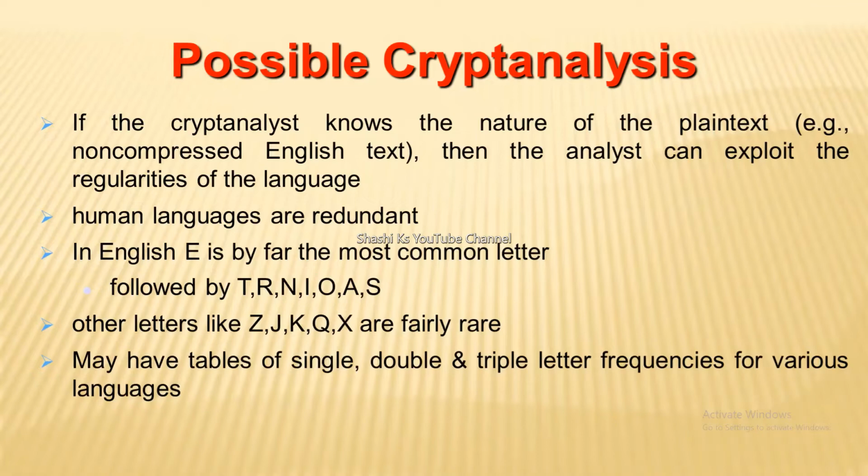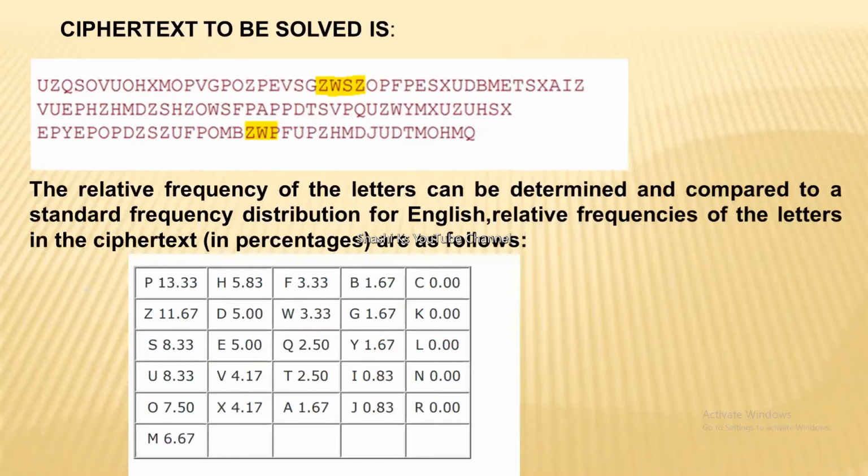For example, in English, there are some letters which occur more frequently than others. E, S, A, O, I will all be used most frequently compared with Z, X, Y, K, etc. Based on this, the attacker may create tables of single letter frequency distribution, double letter frequency distribution, or triple letter frequency distribution for various languages, and he may try to do cryptanalysis.